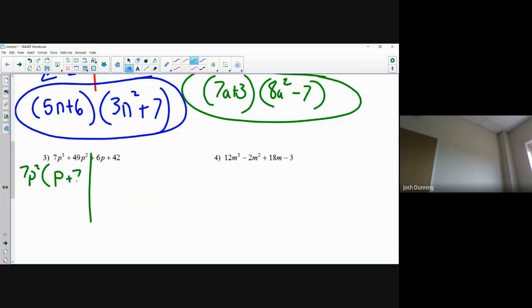49 divided by 7, 7. All your p's are gone. On the right side, I can divide by 6. Hey, there we go. The binomials match, just like we wanted. And that's kind of a hint that you're doing this right.